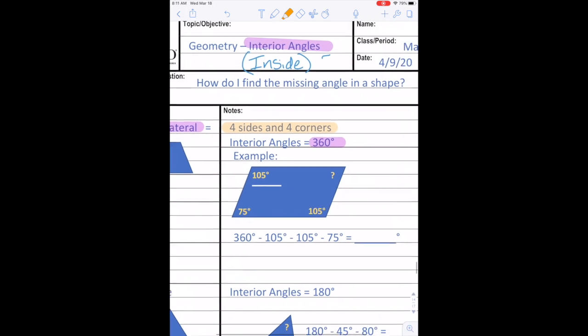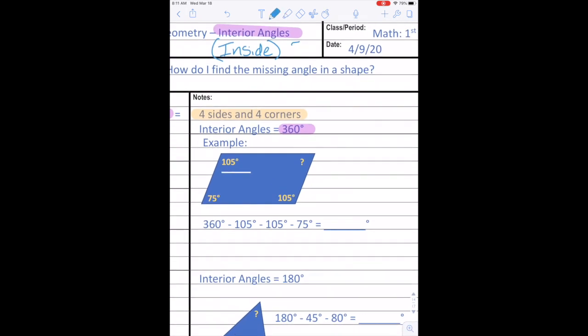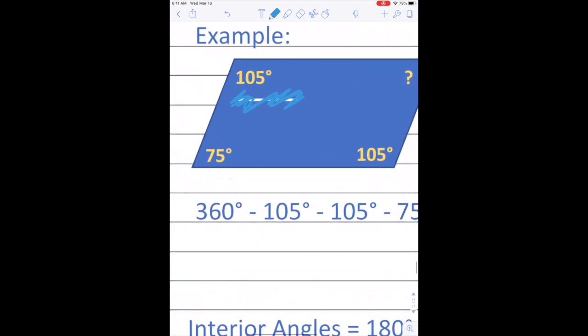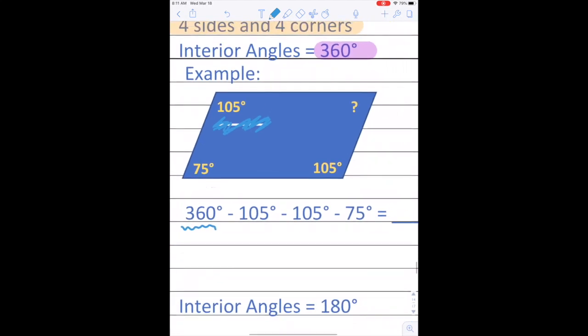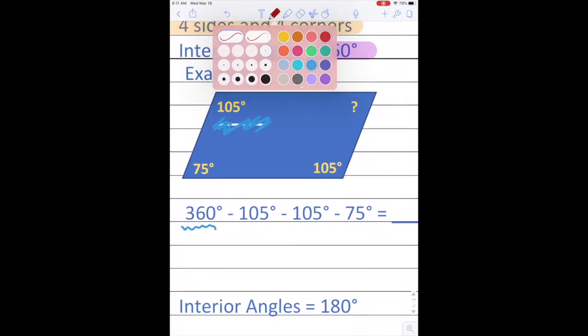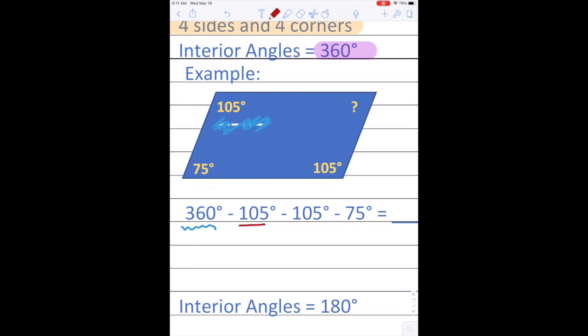I'm unsure when I made these notes why this blue line or white line is here. Don't worry about that. But what we know is that if it has to total 360 degrees, we're going to use that as our starting point. So we're going to say 360 degrees, and then subtract the angles that we know. When you do it on your own, it's best to cross it off in the figure after you write it. Otherwise, you're going to get confused, especially as we get into bigger shapes.